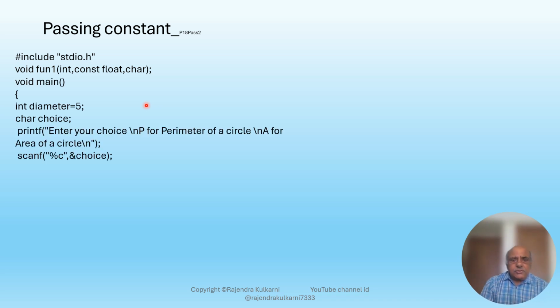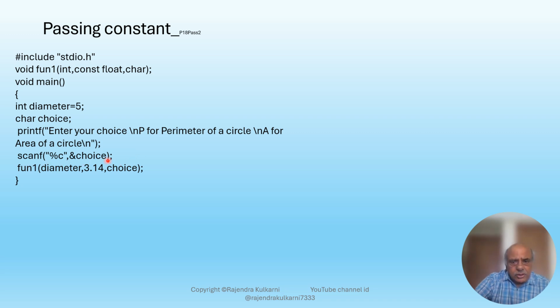What this function actually does is it calculates the perimeter of a circle and also the area of a circle based on the diameter passed to the function from our function call, and also the choice the user wants, whether he wants to know the perimeter of a circle or the area of a circle. So we first prompt the user to give his choice, P for perimeter and A for area of a circle.